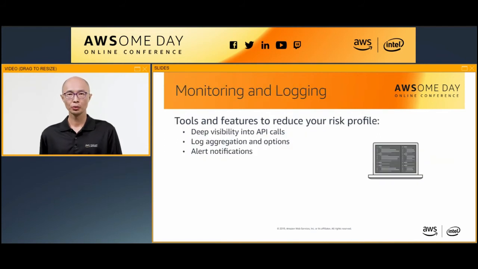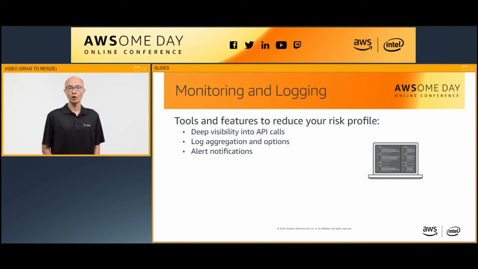AWS provides tools and features that enable you to see what's happening in your AWS environment. These include AWS CloudTrail, which provides visibility into API calls, including who, what, when, and from where calls were made; Amazon CloudWatch Logs for log aggregation and options, streamlining investigations and compliance reporting; and Amazon CloudWatch alarms to send notifications when specific events occur or thresholds are exceeded.